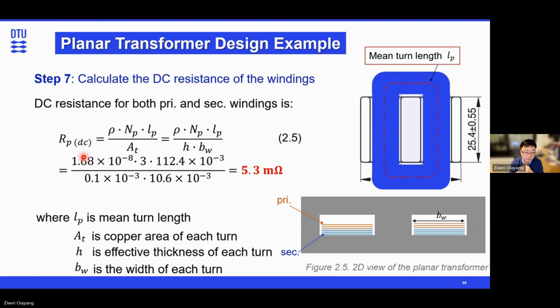So we have parameters given before, and here 112.4 millimeters is the mean turn length of each turn. Then we have thickness 0.1 millimeters, and our width is 10.6 millimeters. That is from the data sheet. We also give the 0.5 millimeters from the winding to the core for creepage distance. So we got 5.3 milliohm for DC resistance in our case.